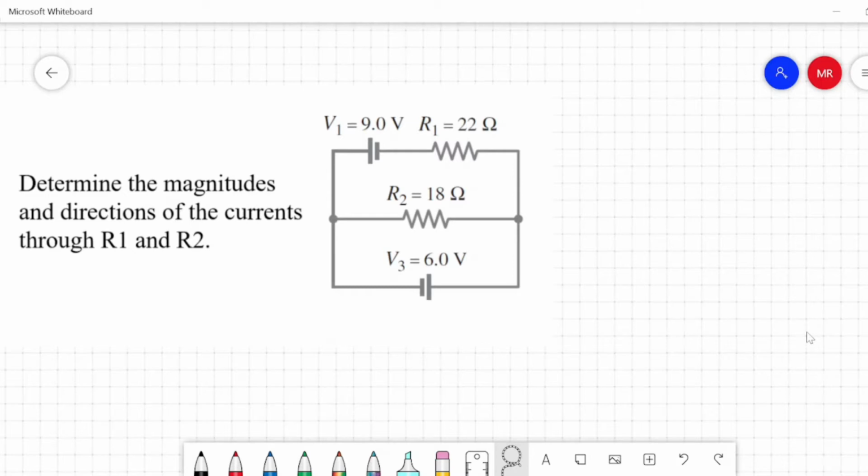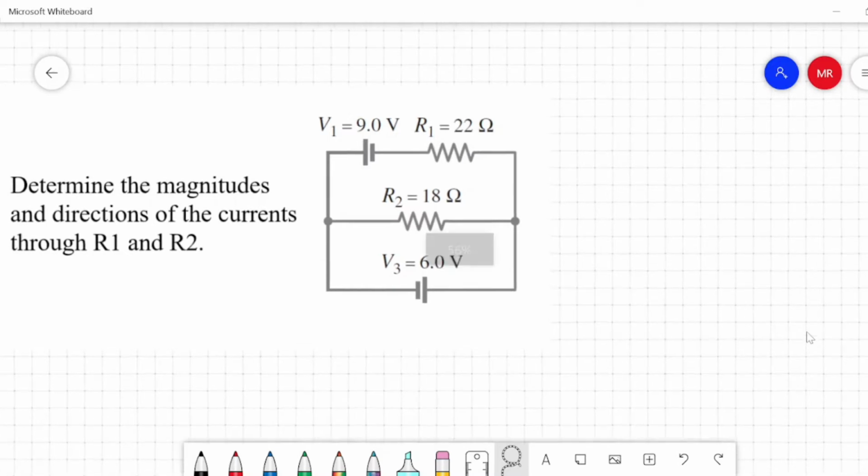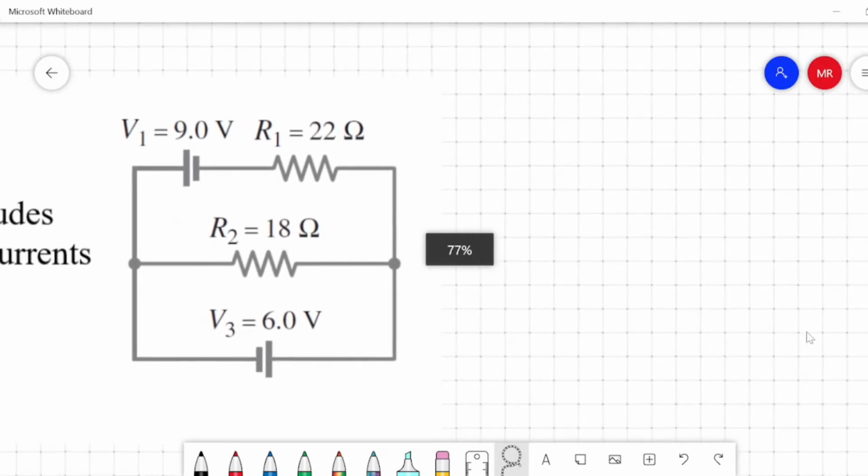Determine the magnitudes and directions of the currents through R1 and R2. So in this problem, we are asked to find the currents flowing across these two resistors, R1 and R2. So let us try to solve this problem. Okay, so let us consider this circuit.